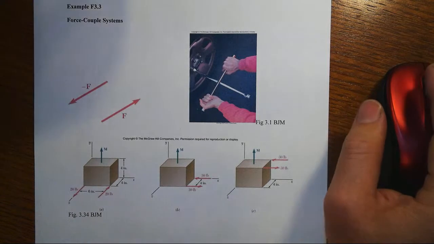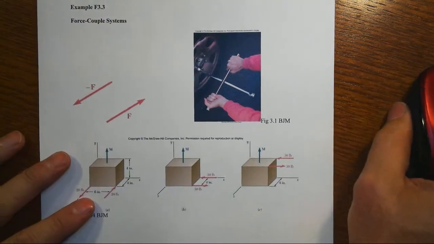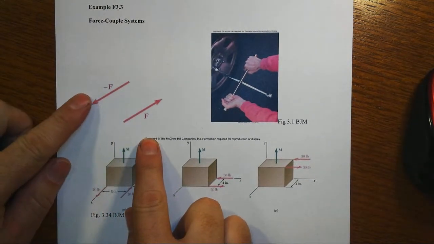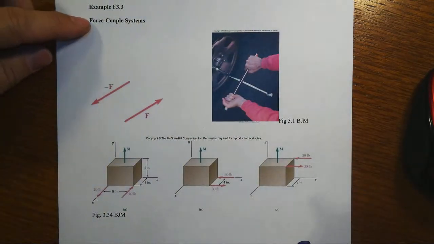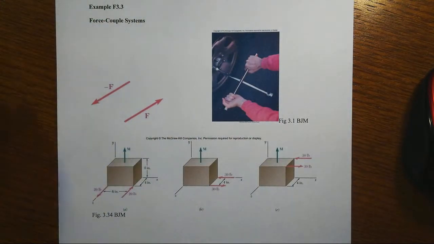Oftentimes we have systems where there are two parallel forces that are being imposed on our system. And when that happens, we call that a force couple system. Some people call it a force-couple system. Some people will call it just a couple system. There's all kinds of different names.